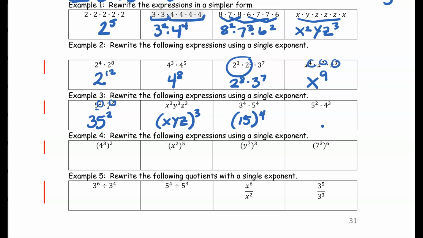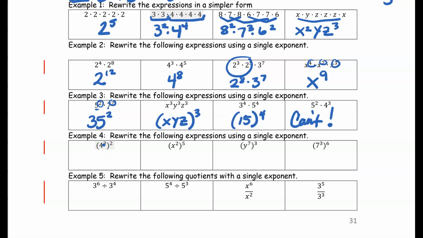And then with this one, we don't have the same bases and we don't have the same exponent, so this one you cannot. You can't bring them together because there isn't a rule that would apply. Example 4, so let's try this one.